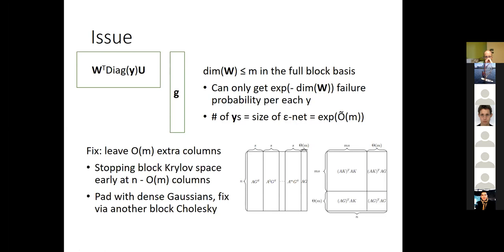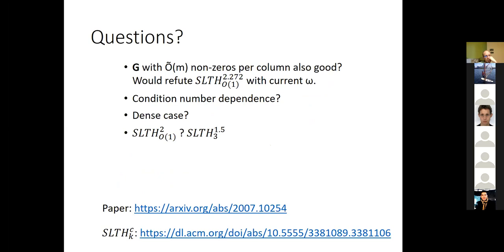There were other steps in our analysis, namely the epsilon net. There's one more epsilon net based on sampling. Because we're dealing with sparse Gaussians, there's one additional epsilon net needed to get the sparsity to work, and we feel that's where a lot of the improvement could happen. Overall, we needed G with about m cubed nonzeros per column. We think we can get away with order m, and that order m nonzeros per column is also sufficient. That would get us to about 2.27 with the current value of omega.